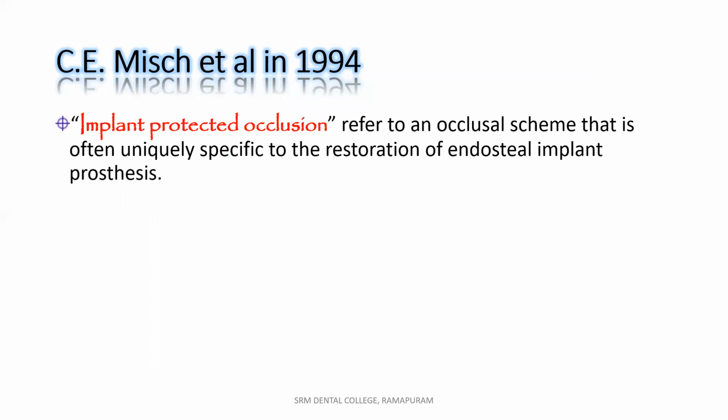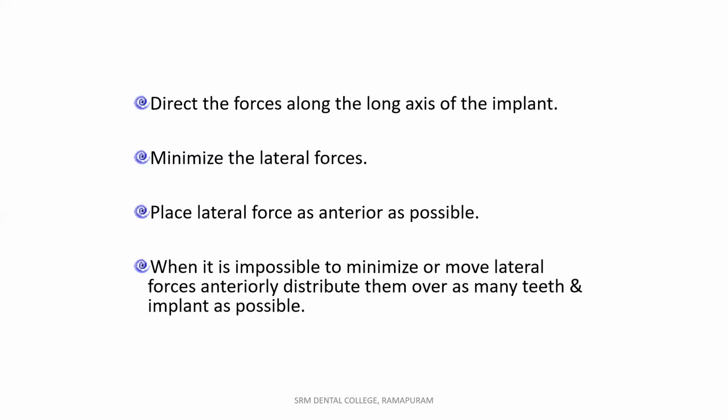What is implant protected occlusion? It refers to an occlusal scheme that is often uniquely specific to the restoration of the endosteal implant prosthesis. How should an occlusal scheme be designed for an implant prosthesis? It should be such that the forces are directed along the long axis of the implant, minimizing the lateral forces. If the lateral forces are unavoidable, they should be placed as anteriorly as possible.